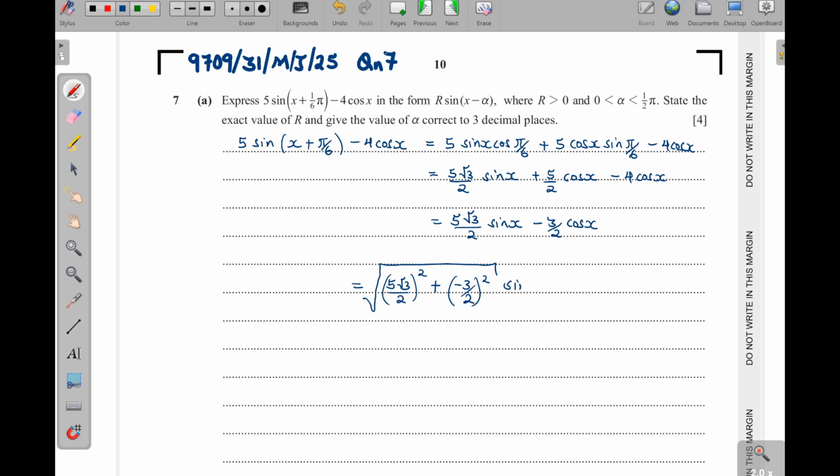Then you write sine here, and then we shall have x minus alpha, and alpha is going to be the arctan. Because here I'm seeing sine, the coefficient of sine is the one that is going to be in the denominator. So over 5 root of 3 over 2. Then this other one is the one that is going to come here. You don't write here as a negative because you see here as a negative. It is already catered for by the sign that is in there.